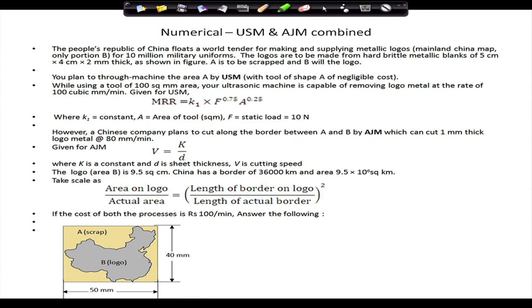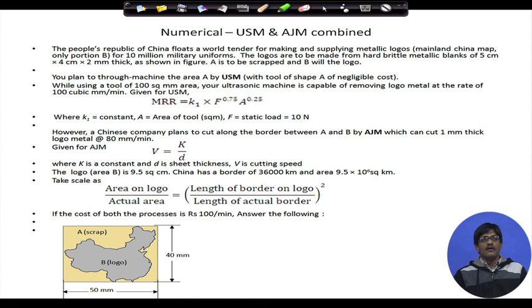The People's Republic of China floats a world tender for making and supplying metallic logos, emblems, symbols, etc., which has the mainland China map. Only portion B, I have shown it in a small figure at the bottom. Only the portion which is shaded with a dark color, ashen color, and is given the name B, is ultimately going to remain, and the other parts are going to go away.